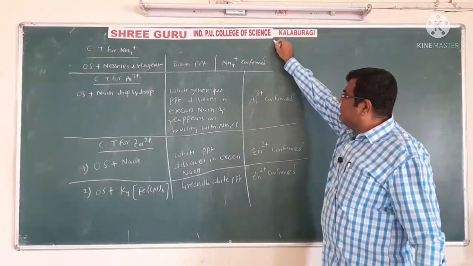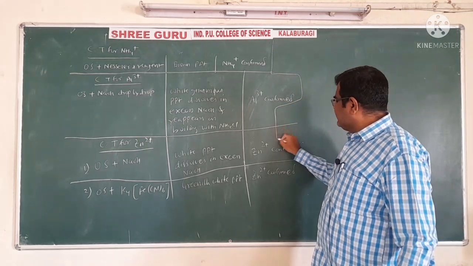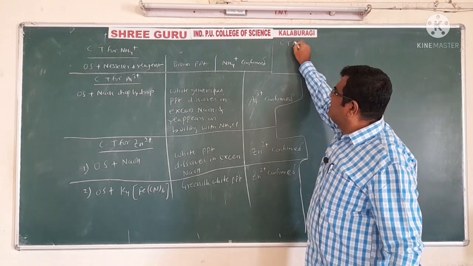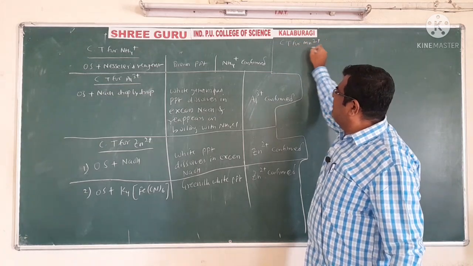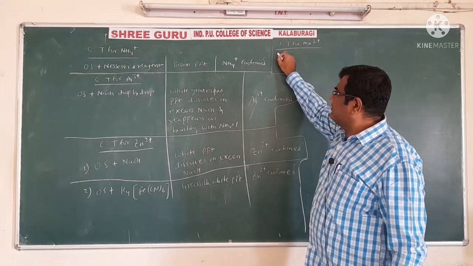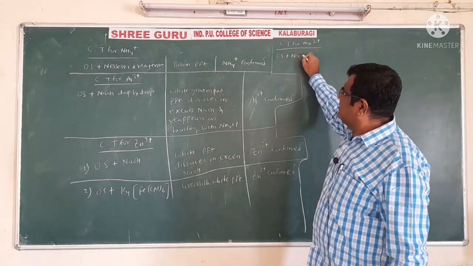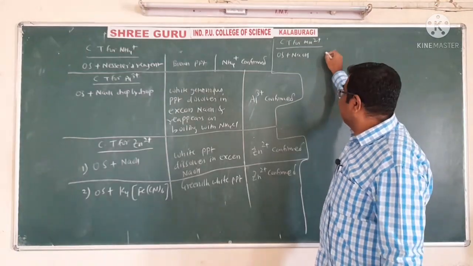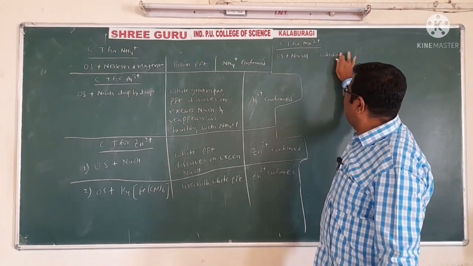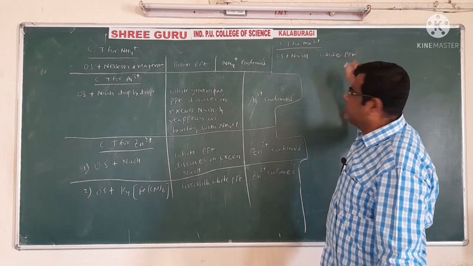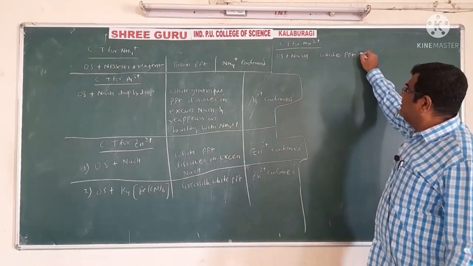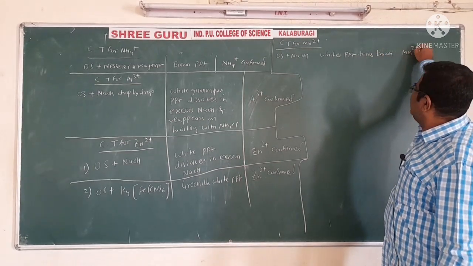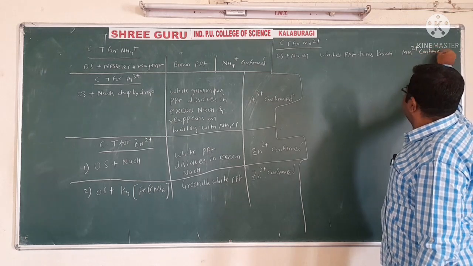If we go ahead, if our radical is manganese, we will write CT for Mn plus 2. And what is that? Original solution plus sodium hydroxide. And what do we get in observation? White precipitate. And that white precipitate turns brown. If that happens, we may say that manganese is confirmed.